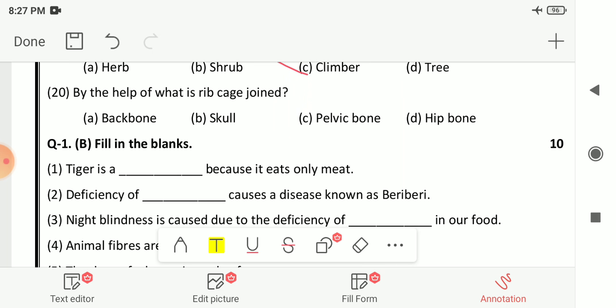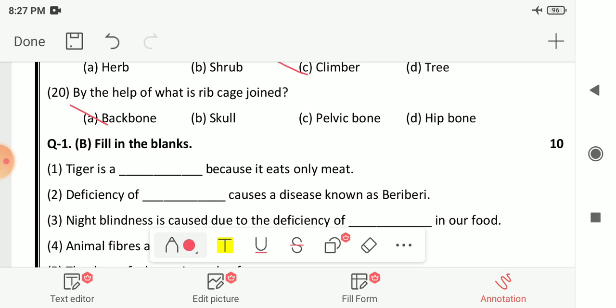Next is 20th number. By the help of what is ribcage joined? The options are backbone, skull, pelvic bone, or hip bone. So here your answer is option A, that is backbone. With the help of backbone, ribcage is joined.